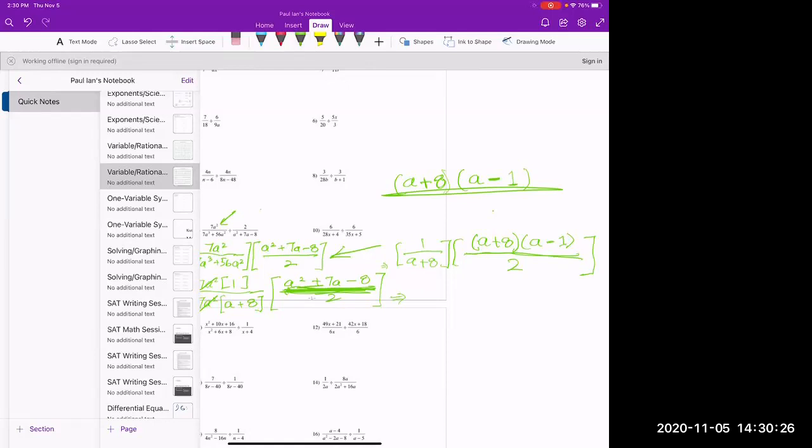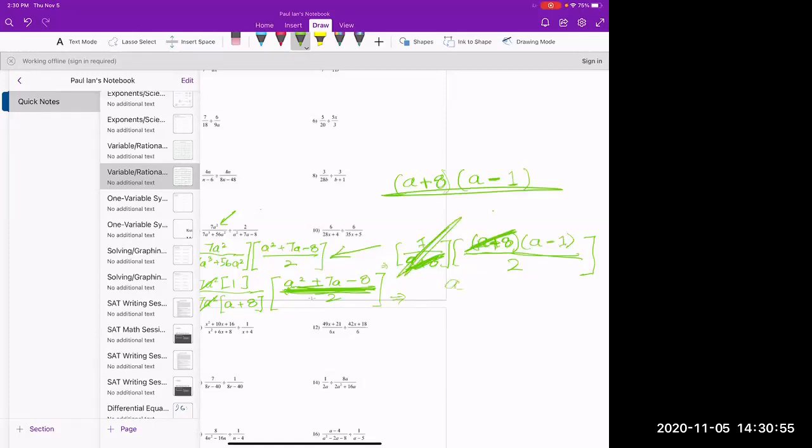What can you do with this? You can cancel something, right? The 8 and the 2. This guy, a plus 8, and a plus 8. That's the same, right? So you can cancel that guy because they're being multiplied, top and bottom. And this is just 1, so it just disappears.